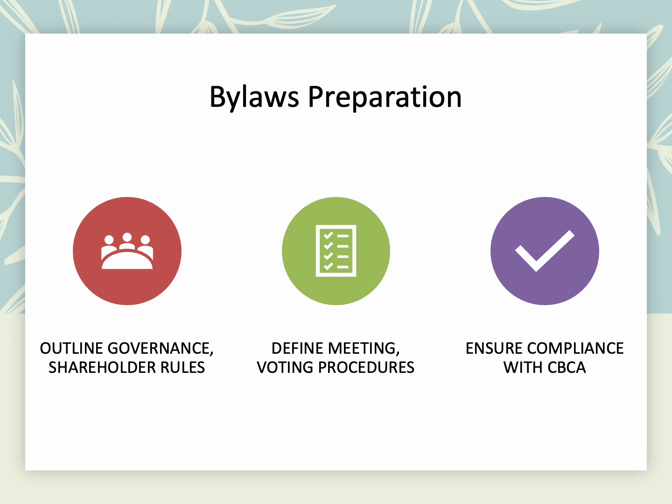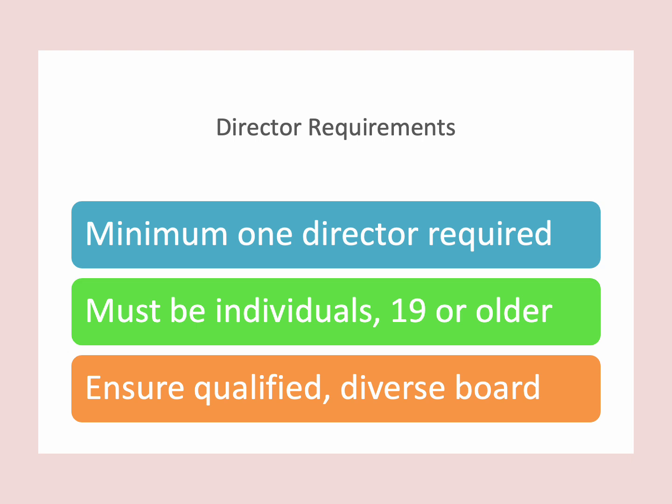Ethical considerations include transparent governance and equitable shareholder treatment. Bylaws preparation aligns with course objectives by equipping you to create robust governance structures, enabling effective, compliant corporations. This slide transitions to director requirements, where we'll explore board responsibilities. Following bylaws, let's explore director requirements for for-profit corporations in Canada.